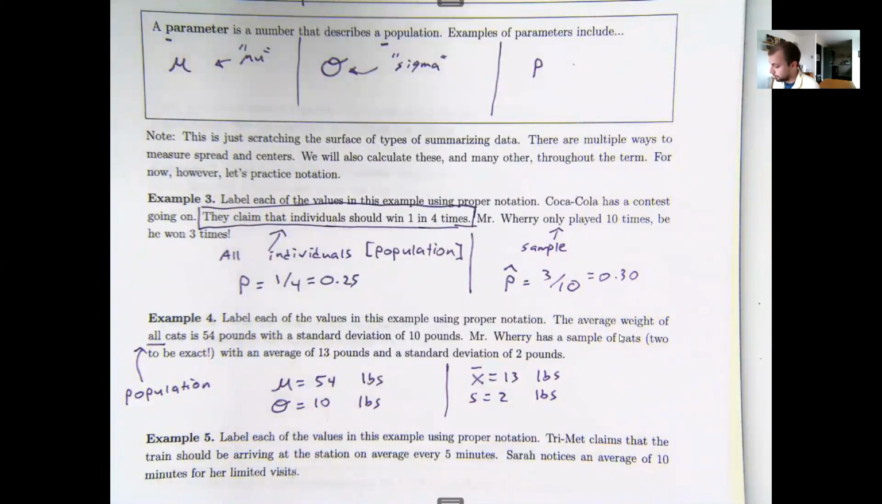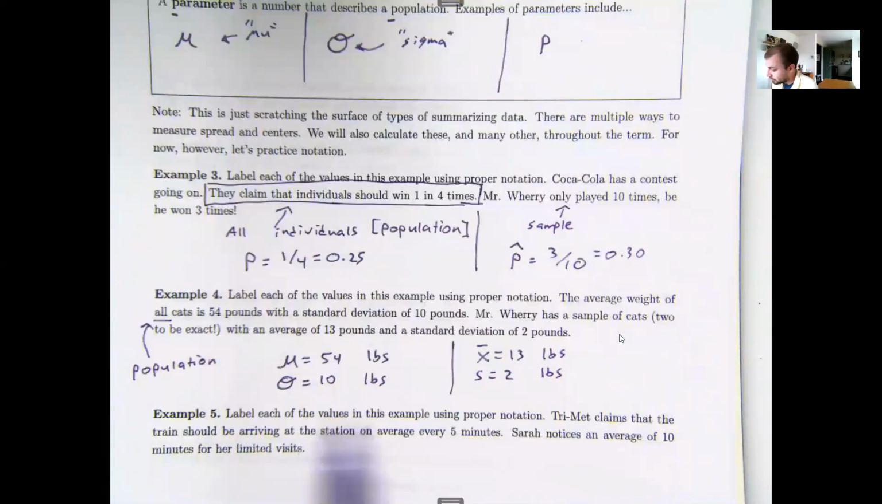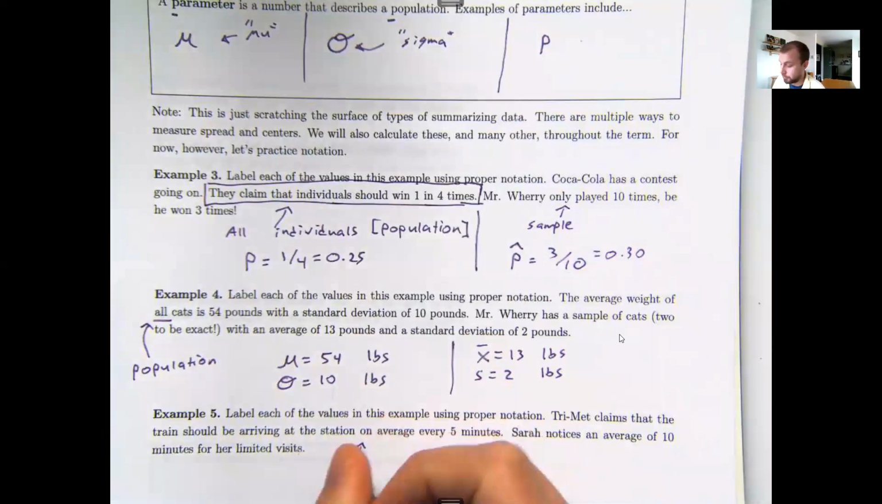Let's look at another one. TriMet claims that the train should be arriving at the station on average every 5 minutes. Sarah notices an average of 10 minutes for limited visits. So this here feels like a claim about a population.